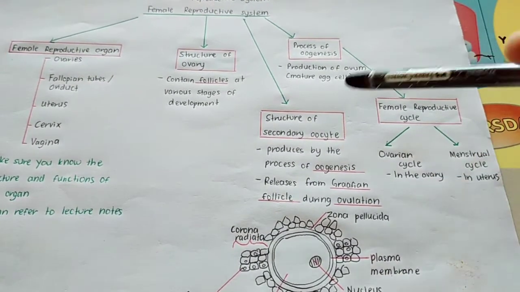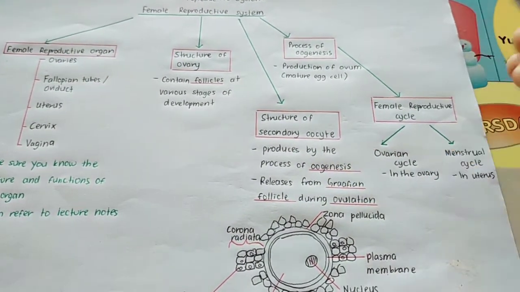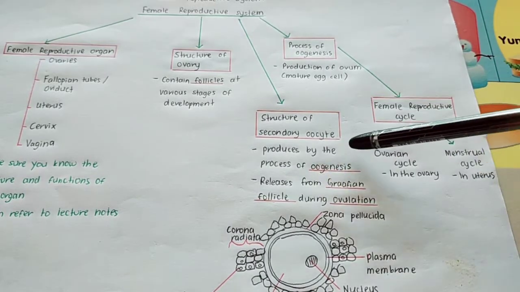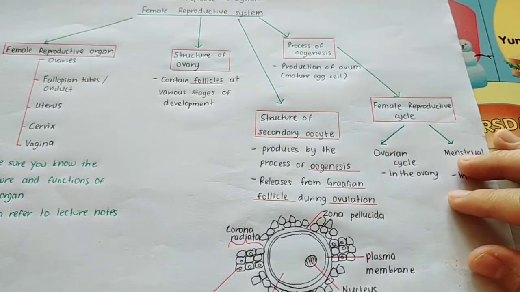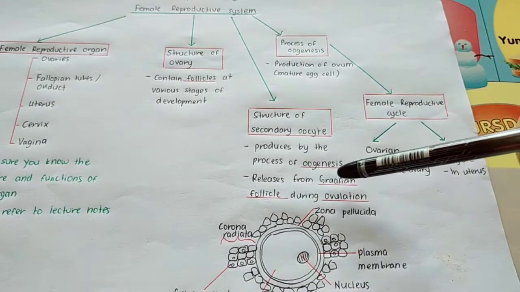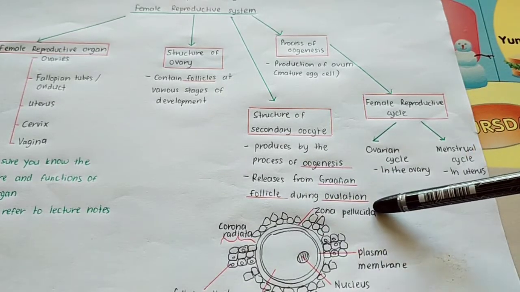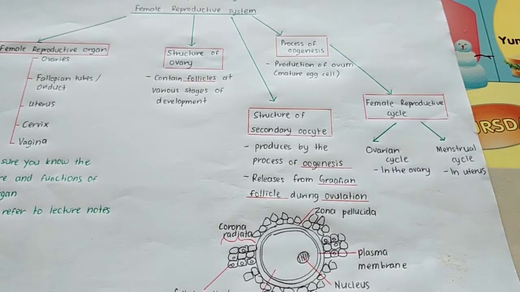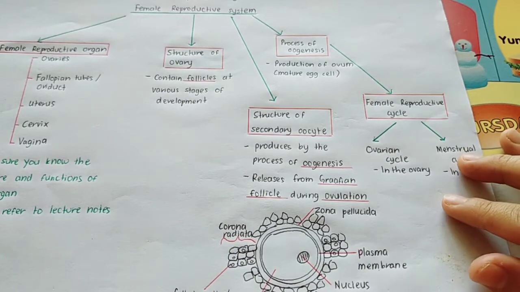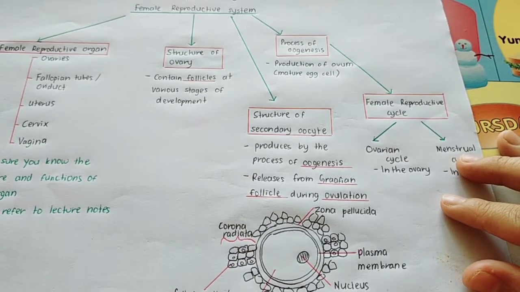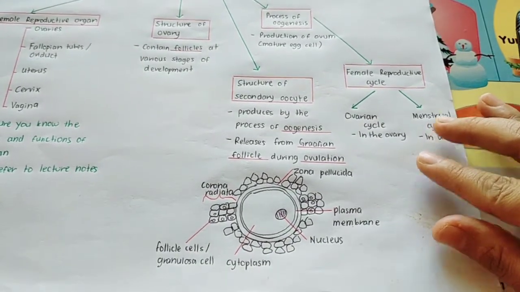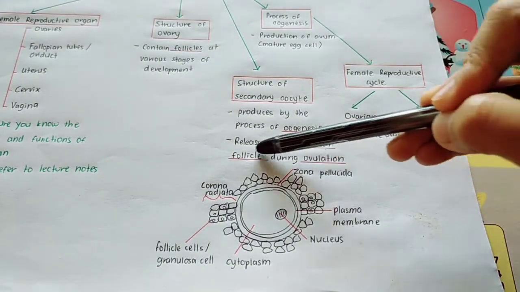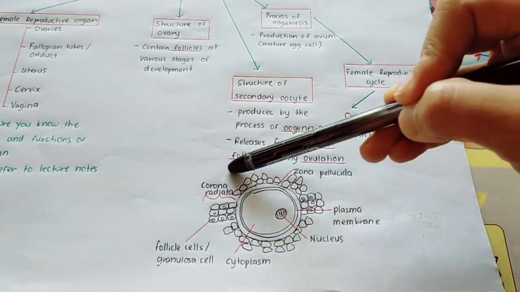Next we look at the structure of secondary oocyte. Secondary oocyte is produced by the process of oogenesis, and then it will be released from graafian follicle during ovulation. Ini yang macam saya dah mention tadi. Maksudnya, once ovulation occurs, the graafian follicle will release the secondary oocyte, and then the secondary oocyte is ready to be fertilized by the sperm. If you look at the structure of secondary oocyte, the whole structure here, yang ni yang kita panggil sebagai secondary oocyte.